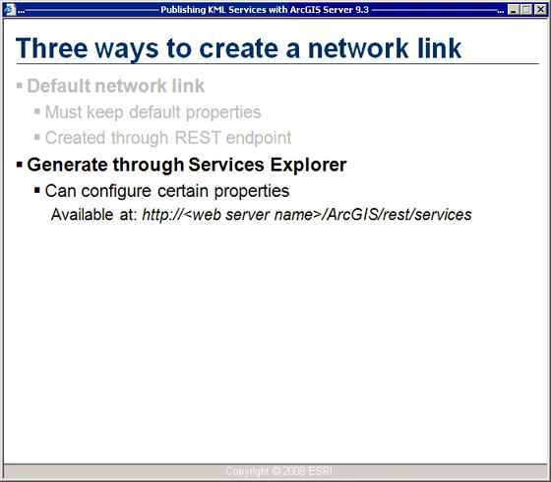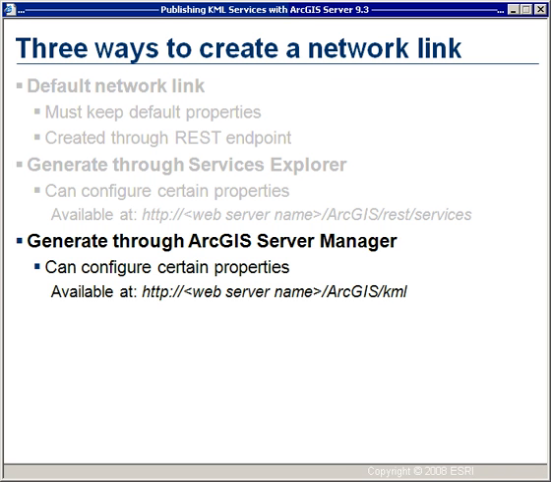Also, it makes things available at the following address, which is http:// web server name, and then ArcGIS REST and services. So that's where that network link is exposed, or where it's stored. If you're working with Server Manager, you're working with things a little differently, and you could still configure the properties of your network link, but you're exposing it now through the http:// the name of your web server, ArcGIS and KML. So it's a different location where that network link gets stored.